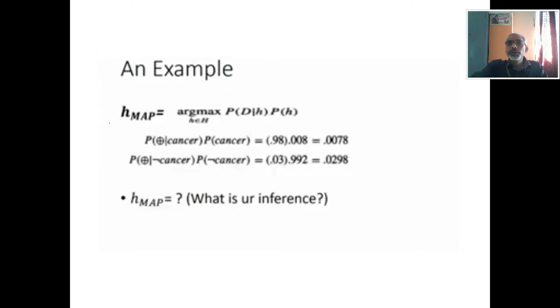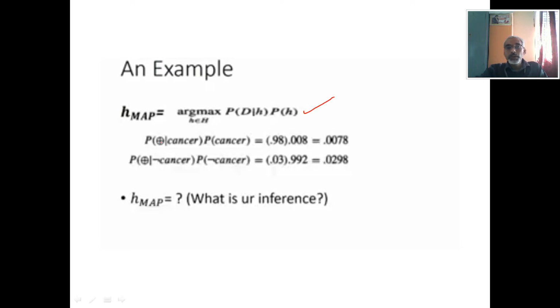So now we are going to apply the MAP, maximum a posteriori hypothesis. Now what is that equation? It says H_MAP is equal to argmax, for all the hypotheses H belonging to the hypothesis set, of probability of D given H into probability of H. This is the equation.